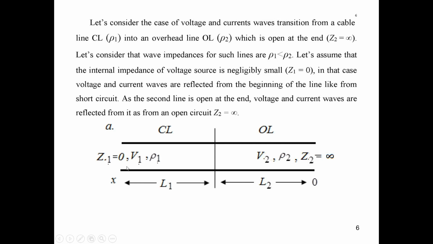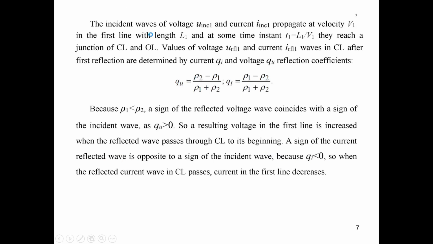So L1 over V1 is the moment when the wave reaches the junction, and plus L1 over V1, equal to 2 L1 over V1, will be the moment when this wave is back from the junction at the beginning of this line, where we have Z, the inner impedance of the source, almost equal to 0, tends to 0.